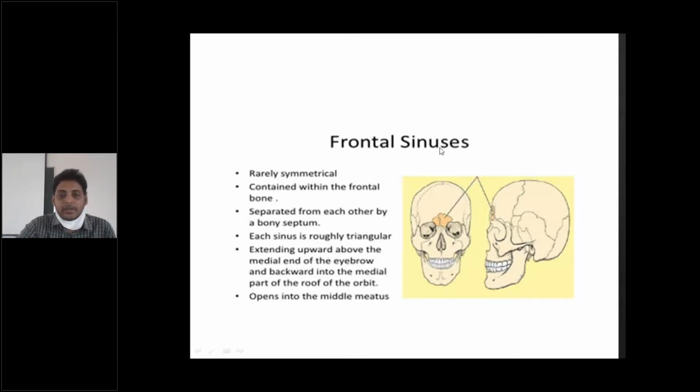And coming to the shape of the frontal sinus, it is usually roughly triangular in shape, with the base pointing towards the front midline and the apex pointing towards the supraorbital region.